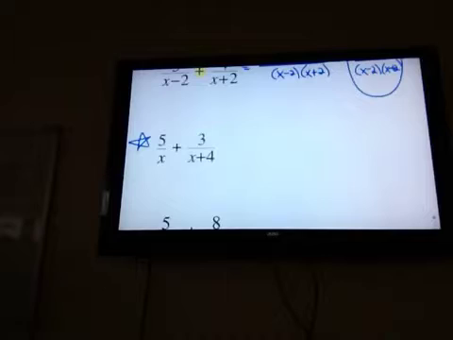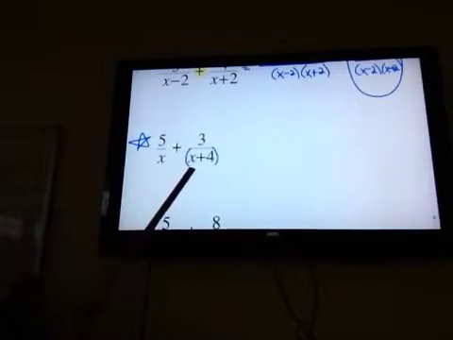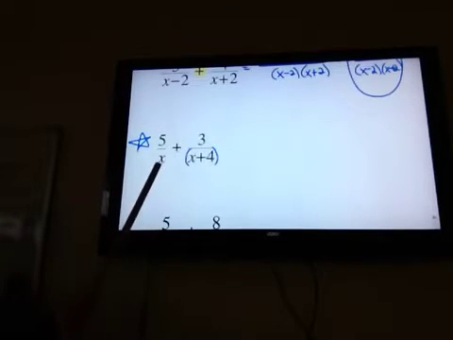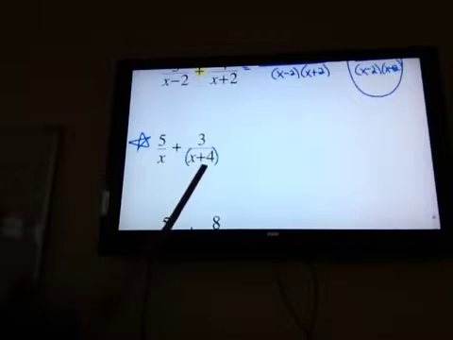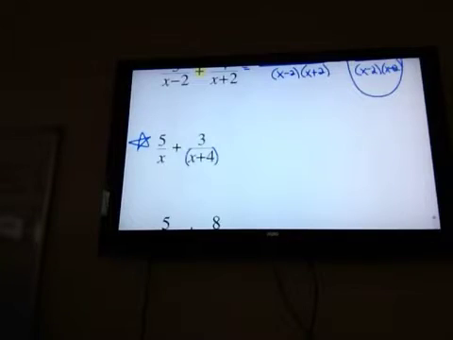If it is helpful to you, when you see a group, put parentheses around it. Because what I want you to recognize is that this x has nothing to do with this x plus 4. So this x here has nothing to do with this x plus 4. This is its own little thing. This is its own little thing. So, as I said, if it's helpful, put parentheses around that group.